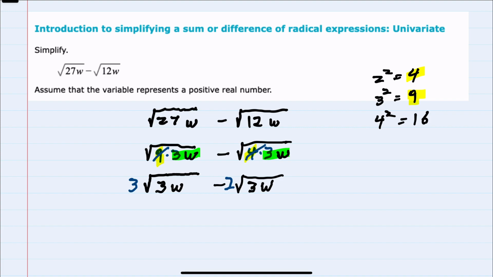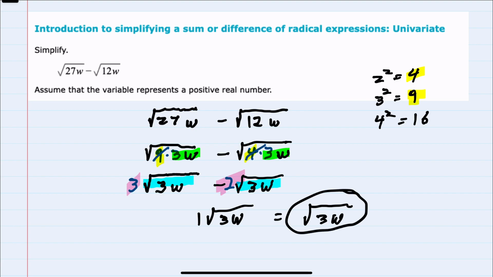And from here, I can see that I have 3 times the square root of 3w minus 2 times the square root of 3w. Since these radicals are the same and what's underneath the radical is the same, we can combine like terms here. Having 3 minus 2, we would be left with just 1 square root of 3w, which is just the square root of 3w as our simplified solution.